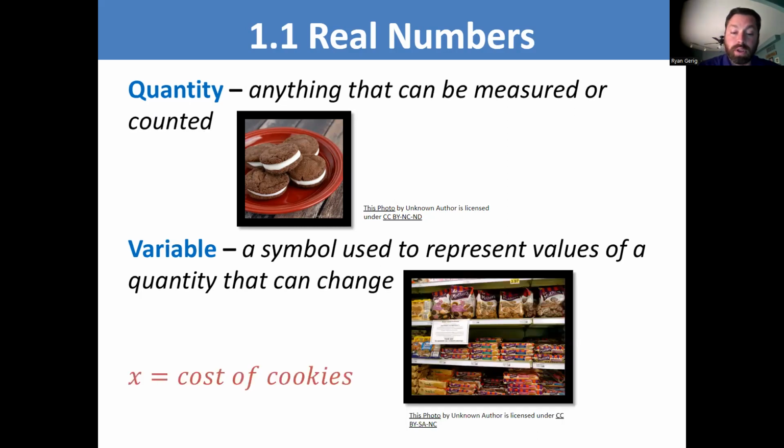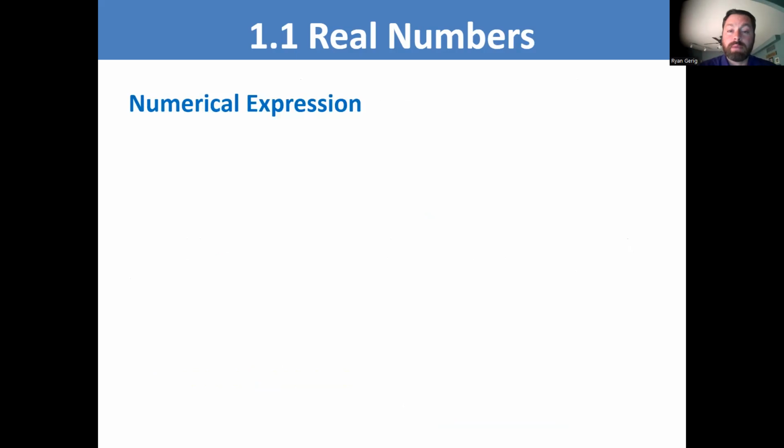So in this case, you would have a variable, which the symbol we use is often a letter. A lot of times we use the letter X. So X is going to stand for the cost of the cookies, and that's going to change depending on which cookie you buy. A couple more vocab words.